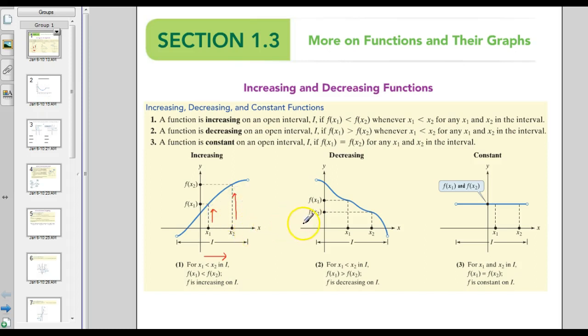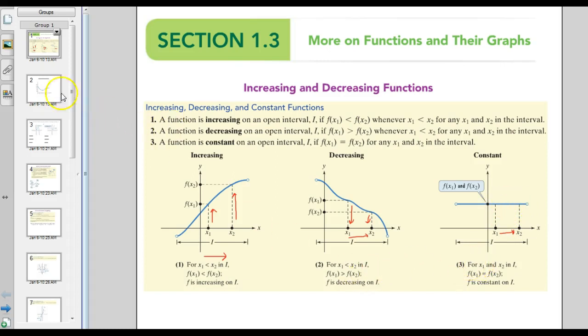Okay, and decreasing then would mean as you move left to right from x1 to x2, the function's getting lower and lower and lower. Okay, and then constant would mean as you move left to right, we're not going up or down. Okay, we're staying the exact same height.